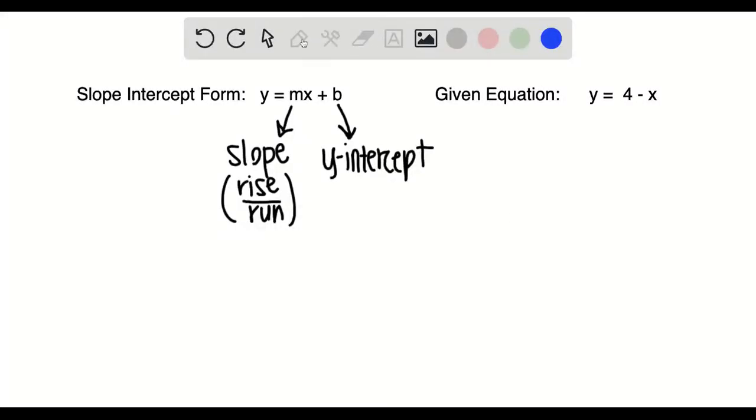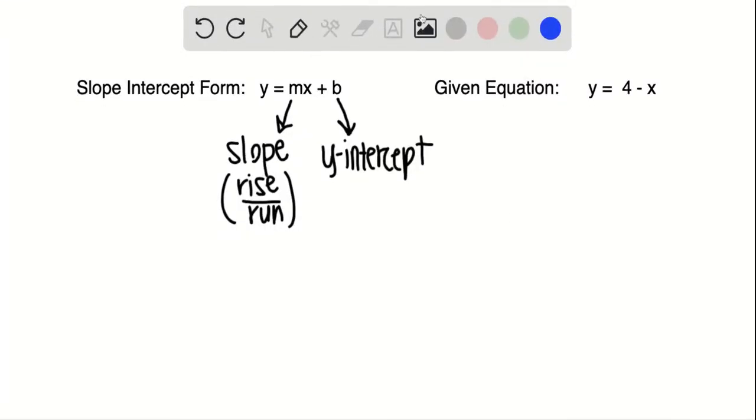In this question, we are given an equation in slope-intercept form and are asked to find the slope and the y-intercept. The slope-intercept form that you need to remember is y is equal to mx plus b, where m is always the slope, considered rise over run, and paired up with the variable x. B always represents the y-intercept, and b is always a constant, which means it is by itself.